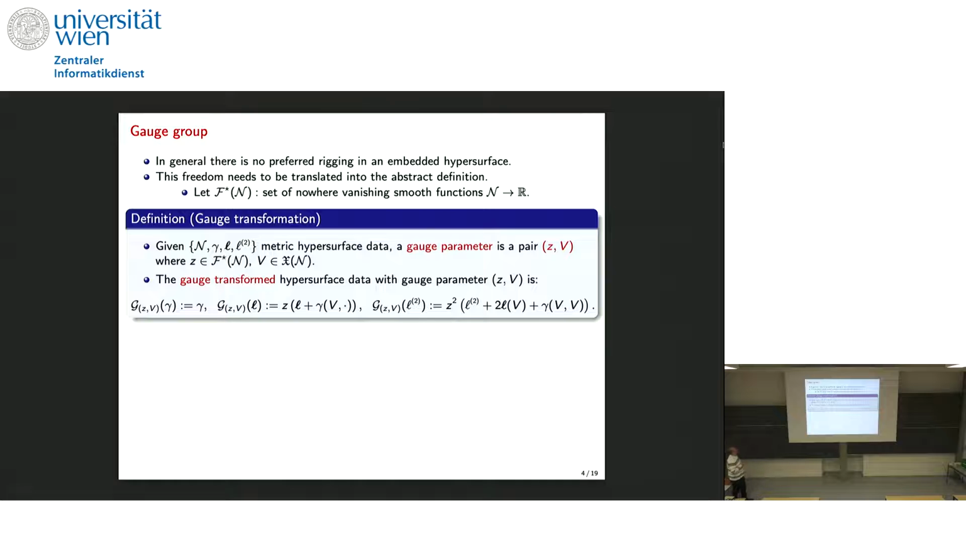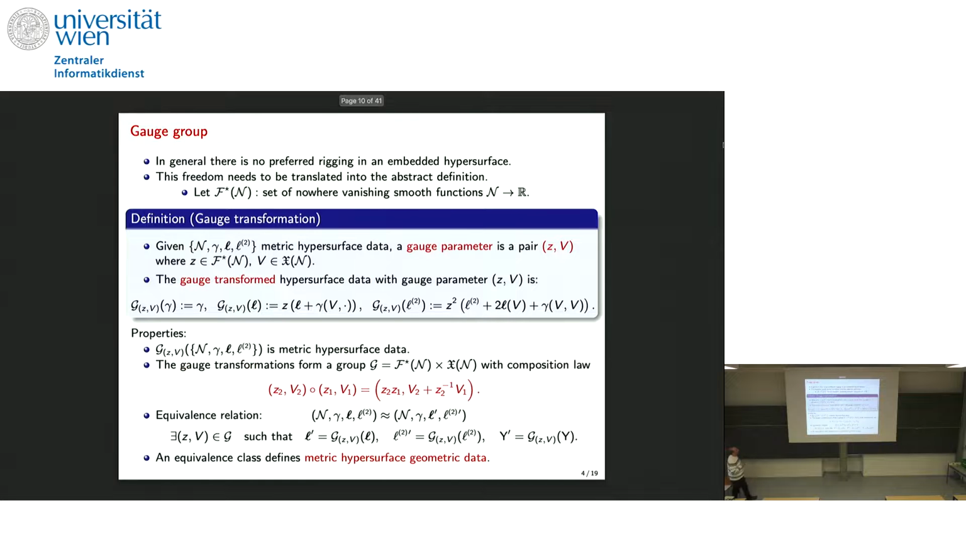Now, if you take a hypersurface data set (gamma, L, L squared), one can define the transformed hypersurface data set with this gauge parameter (z, V) by these expressions here.